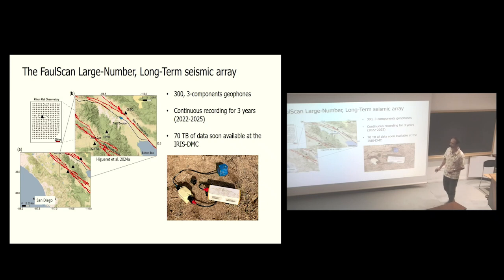This is the first of its kind, a very long-term array observation located at the Pinyon Flat Observatory, about 20 kilometers from the San Jacinto Fault. It's composed of 300 three-component geophones as shown here, with continuous recording for 3 years. That will generate about 70 terabytes of data that will be available at the IRIS DMC.